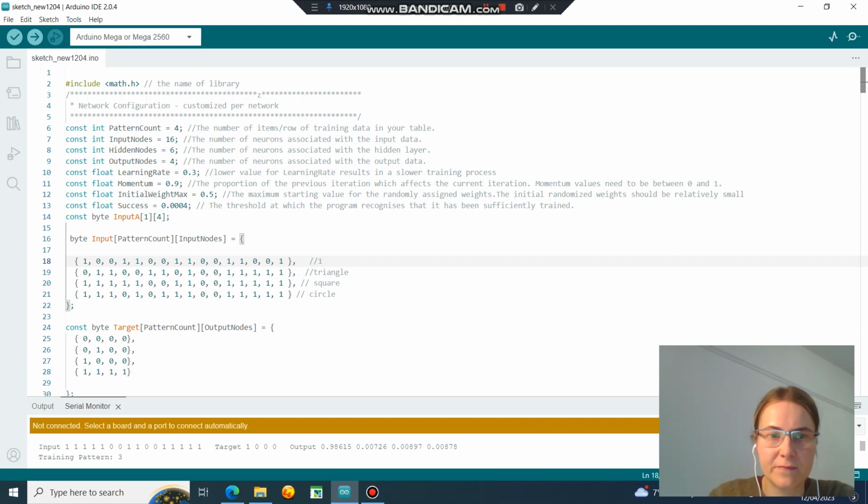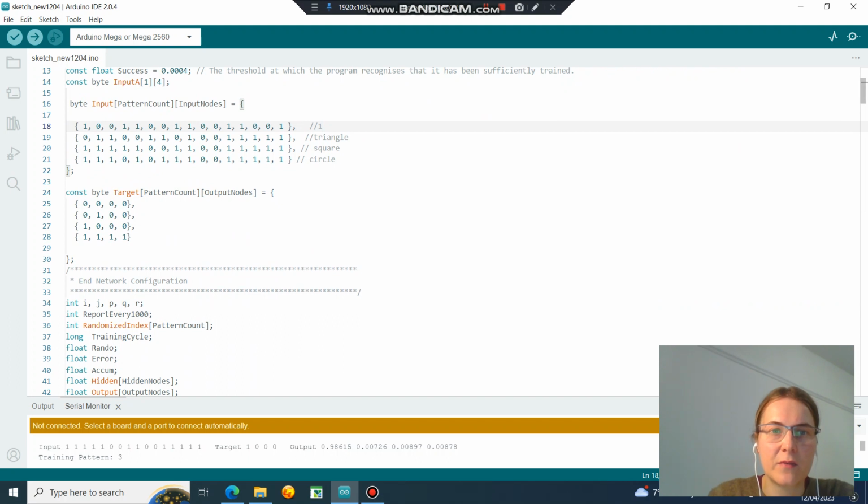Go further. For example, 1 is represented by the 16 strings. For example, circle or square and triangle, they are in different order. Here we have the constant for target pattern counts. We have 4, as I mentioned. Go further to the code.